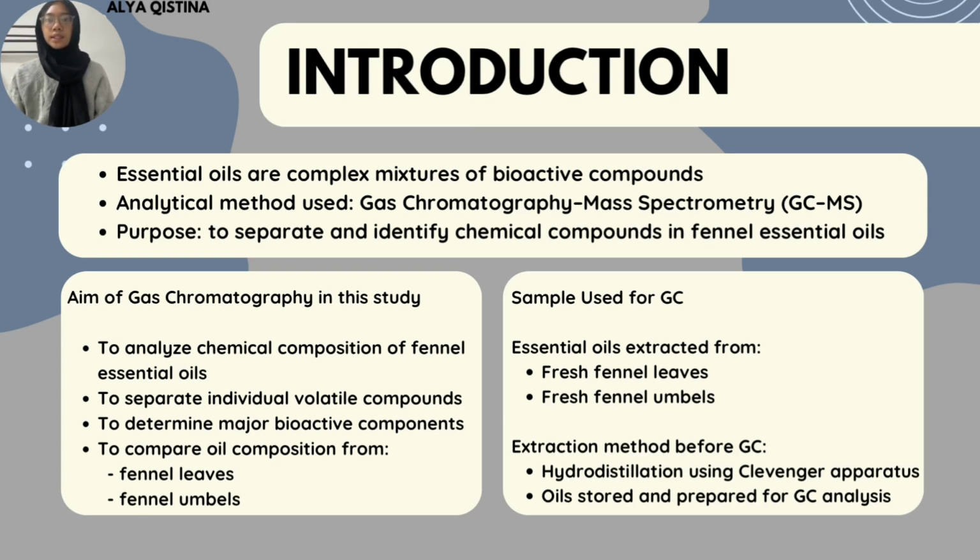For the GC analysis, the samples used were essential oils extracted from fresh fennel leaves and fresh fennel umbels. Before gas chromatography could be performed, the oils were first obtained through an extraction process. The extraction method used was hydrodistillation with Clevenger apparatus. After extraction, the essential oils were carefully stored and prepared so that they could be analyzed using gas chromatography. This introduction provides the background and purpose of using gas chromatography in this study.